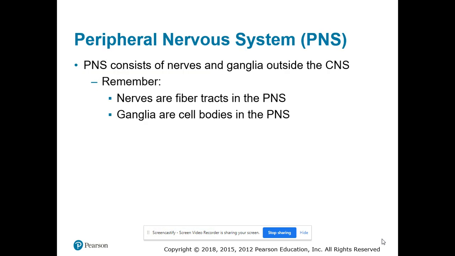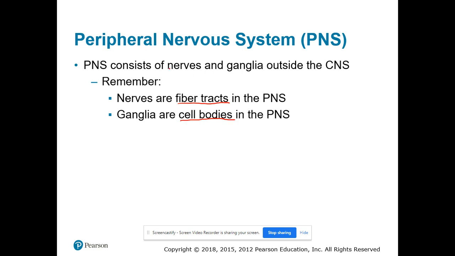So, our peripheral nervous system is everything outside of our central. This is going to be what goes to the rest of our body, our arms, our legs, our face. One thing to know is we have to remember some terminology that we learned in the last test. That terminology has to do with what we call the fiber tracts, which are your axons and dendrites, and what we call the cell bodies located in our peripheral nervous system.